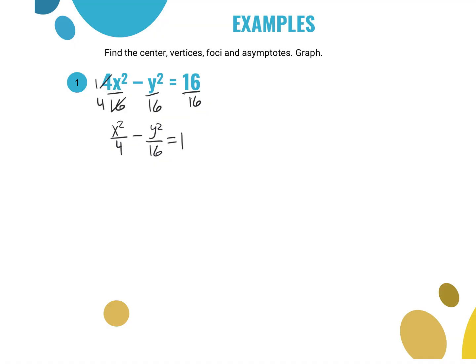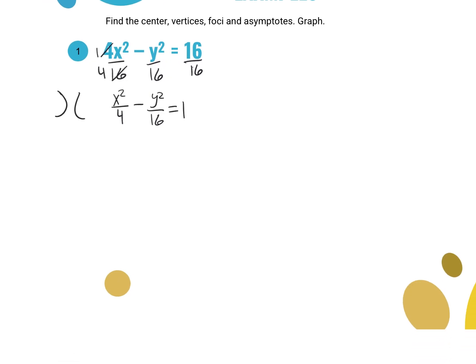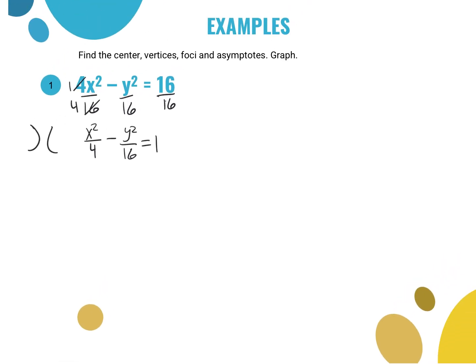Notice now that the x squared is first. If x squared is first, then it is a horizontal hyperbola. All right, so opening left and right. Now let's try to find all of our necessary information, right? We're asked for our center, and this center is at 0, 0.